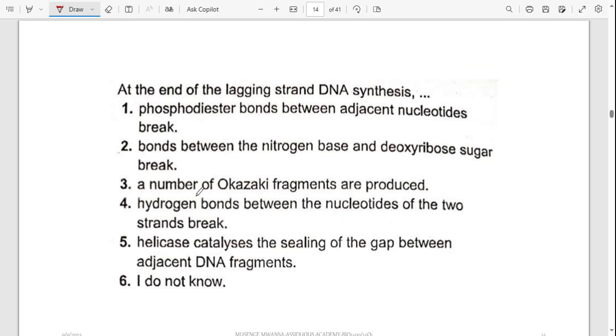At the end of the lagging strand DNA synthesis, phosphodiester bonds between adjacent nucleotides break? No. Bonds between nitrogen base and deoxyribose break? No. A number of Okazaki fragments are produced. This is true, right? Hydrogen bonds. Every time you hear break, that's not true. Helicase characterizes the sealing? It's not helicase, it's ligase.